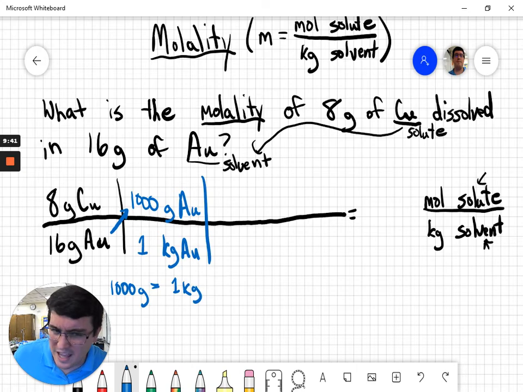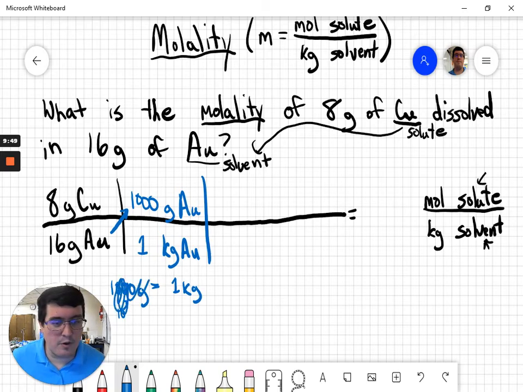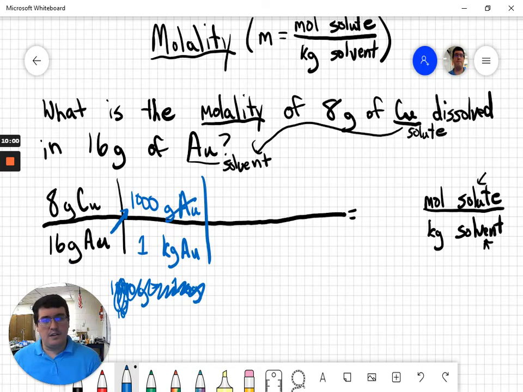Oh my goodness, remember that? And by the way, back in the day when we wrote this, instead of writing 1,000, we'd write 10 to the third. Not really important to go back and review all that. We're just going to memorize the fact that 1,000 grams equals 1 kilogram. All right, what cancels out? Grams of gold, gone, gone. And we're only left with kilograms on the bottom, which is what we want.